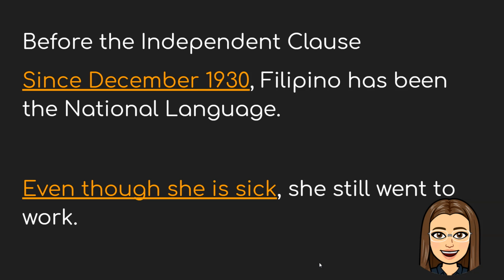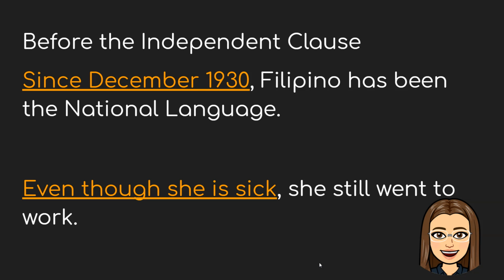Example number 1. Since December 1930, Filipino has been the national language. For this first sentence, our subordinating conjunction is since. Example number 2. Even though she is sick, she still went to work. For our second example, our subordinating conjunction is even though.